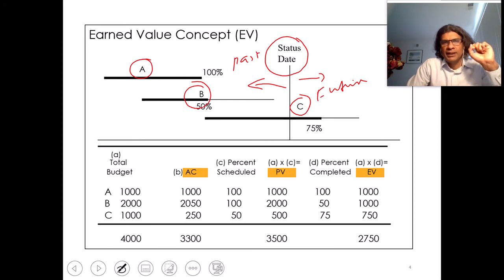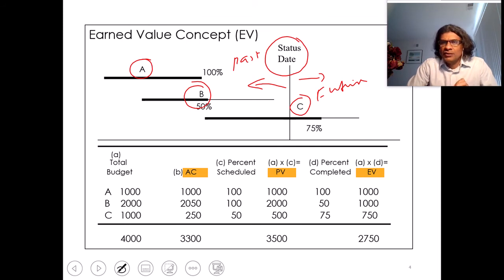While in case of B, B is on the left side of today's date, so it's supposed to be done by now, we know that, but it is only bolded 50%. That means the actual performance of that work is only 50%. The different scenario is task C. Task C is actually crossing today's date. That means it is not a past task, it's not a future task, it's an in-progress task.